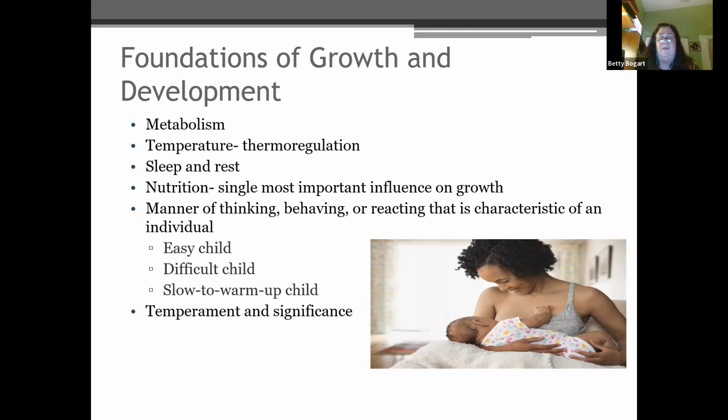Sleeping, we know infants, they sleep, they eat, and they poop, and they sleep, and they eat, and they poop, right? That is all the time. They are resting most of the time. Again, nutrition, nutrition, nutrition. Single most important influence on growth.